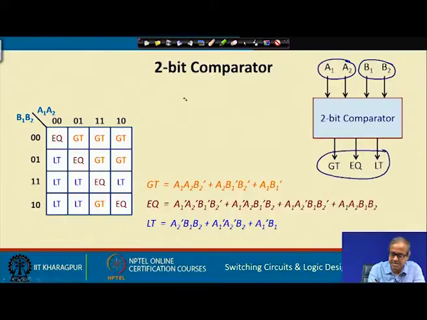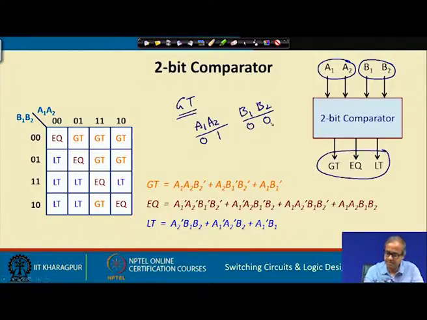Let us think of the 3 scenarios separately, greater than. So, what are the greater than scenarios? Let us take some examples, A1 A2 and B1 B2. Let us say when A1 A2 is 0 1 and B1 B2 is 0 0, then A is greater than B. When A1 A2 is 1 0, B1 B2 is either 0 0 or 0 1, then also A is greater than B, and when A1 A2 is 1 1, B1 B2 is either 0 0 or 0 1 or 1 0, then also it is greater. So, there are 6 possible scenarios.